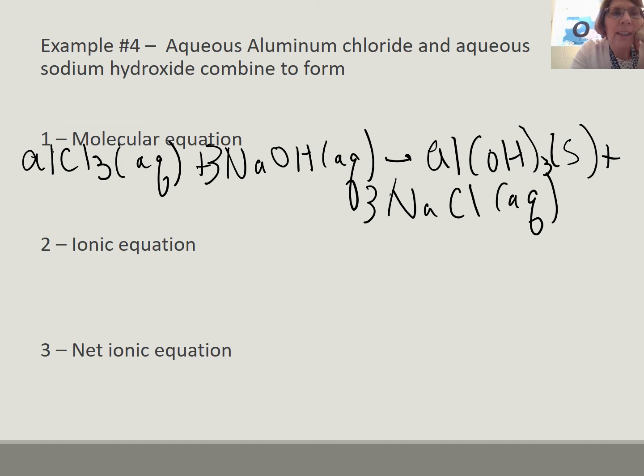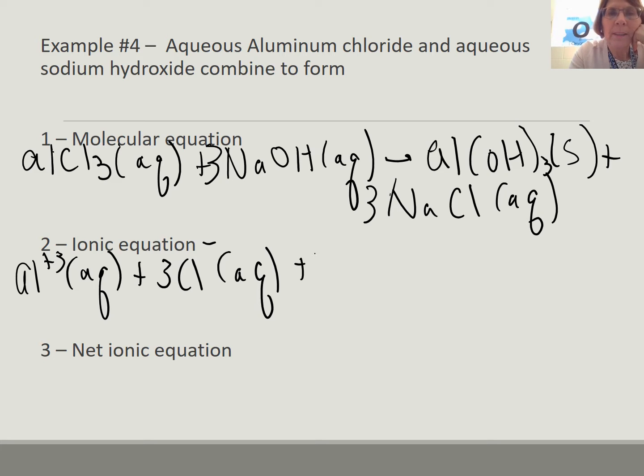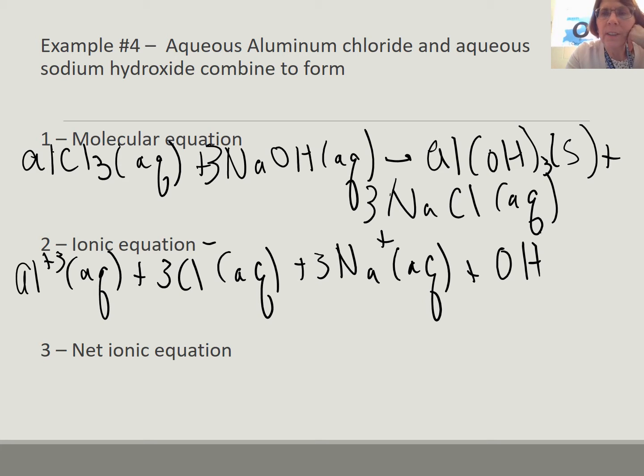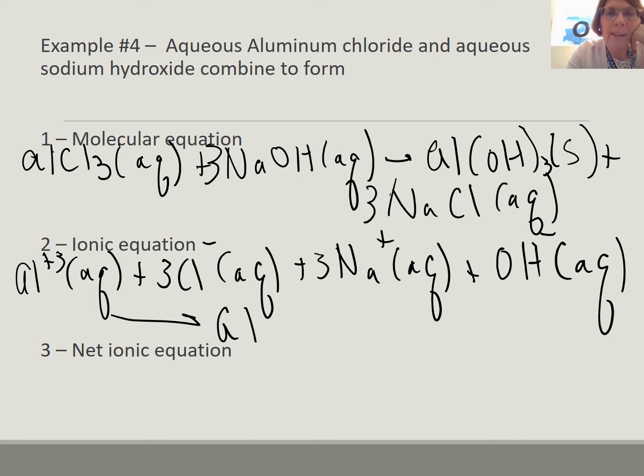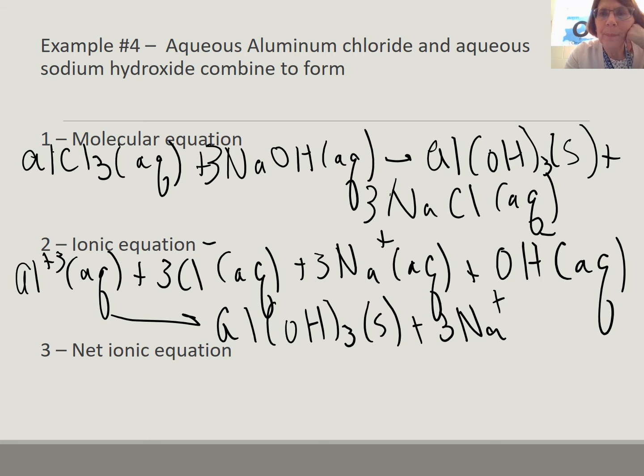So our ionic equation is Al plus 3 aqueous, we're just separating it, plus 3 chlorides aqueous, plus 3 sodiums aqueous, plus OH negative aqueous makes, we're not going to separate the aluminum hydroxide, so that's our solid, plus 3 sodium aqueous plus 3 Cl minus aqueous.